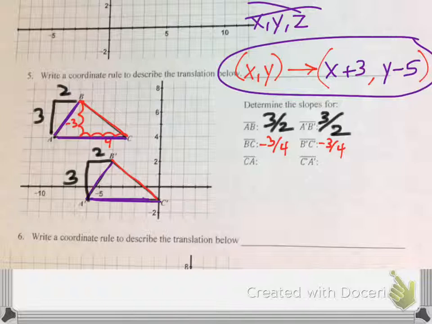What's the slope of a horizontal line like this? Zero slope. Undefined. CA is a zero slope. So you just write zero? You can just write zero.